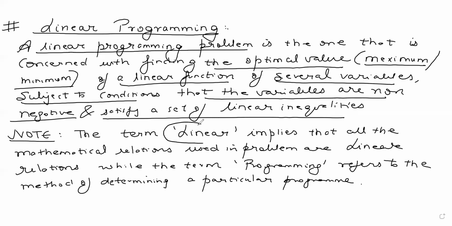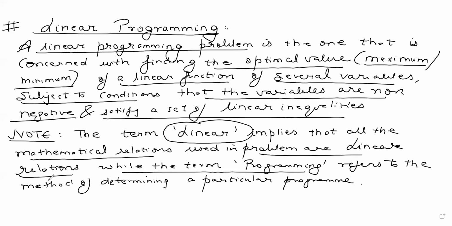Okay, the term linear means what? All the mathematical relations used in the problem are linear relations. That means they are not quadratic, cubic, they are all linear relations. While the term programming refers to the method we are using to determine a particular program. For example, a firm might want to maximize its profit. A consumer may want to maximize its utility or satisfaction. A factory might want to minimize its cost. So these are all the programs. Okay, so hoping students have understood the definition of linear programming and the note.